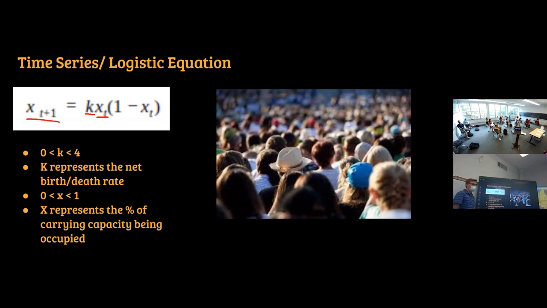And the x is representative of the percentage of carrying capacity being occupied. For carrying capacity, let's say Shelby has a carrying capacity of 100,000 people and 20,000 people live there. The x would be 0.2. It's a percentage, so it's never going to be below 0 or above 1. And x sub t plus 1 means what the population is going to be at the next time interval. This is at the current time interval, and this is at the next time interval.